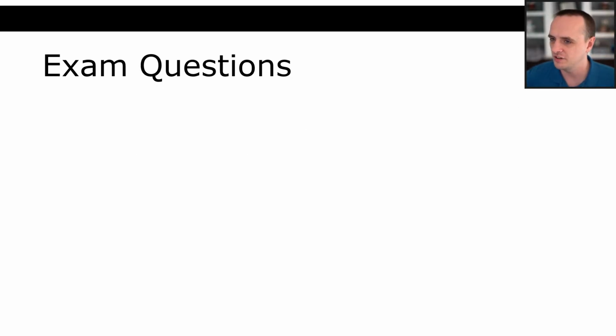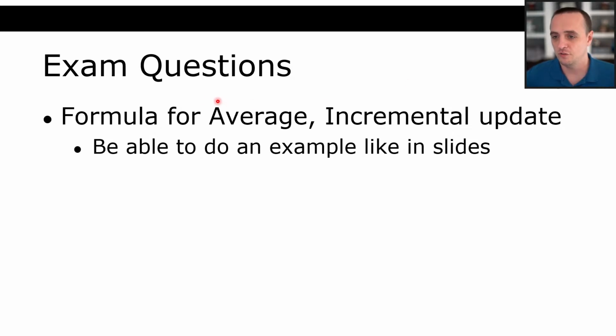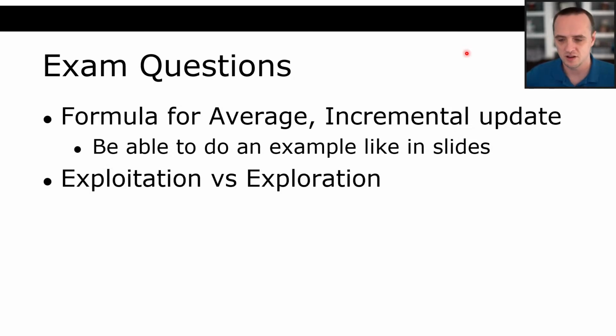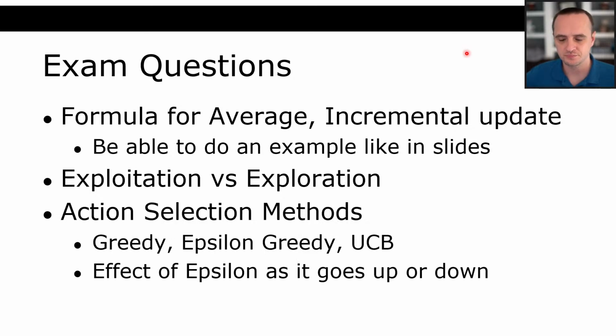What are some possible exam questions from this? Well, the formula for the average and the incremental update. Be prepared to do an example like I did in the slides. You've got to know what exploitation versus exploration is and be able to define that and give examples of that. Action selection methods. So we've got greedy, epsilon greedy, UCB.